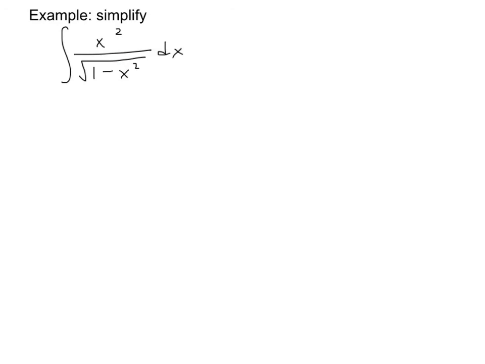So I'm going to use x equals, and it's really interesting because there's no constant in front of x squared, and because there's a 1 here, you don't really need the coefficient. I'm just going to use x equals sine u. That means my dx is cosine u du.